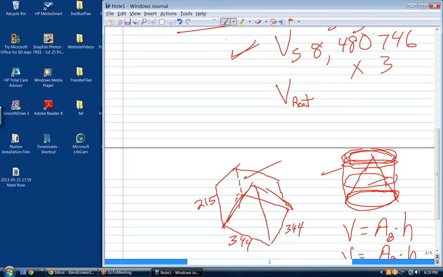Oh, so it would be 8,480,746 times 3, which is 25 million and change. Okay, but notice that is so much easier than going back and having to square 344 again and multiply it by 215. Because the way we came up with this was to square 344, multiply by 215, and divide by 3. So to eliminate the divide by 3, I have to multiply this by 3.